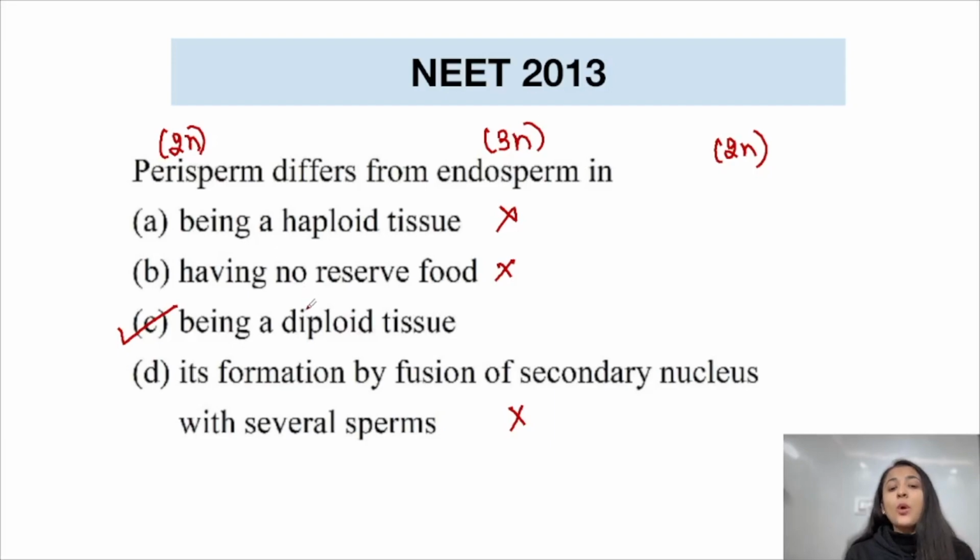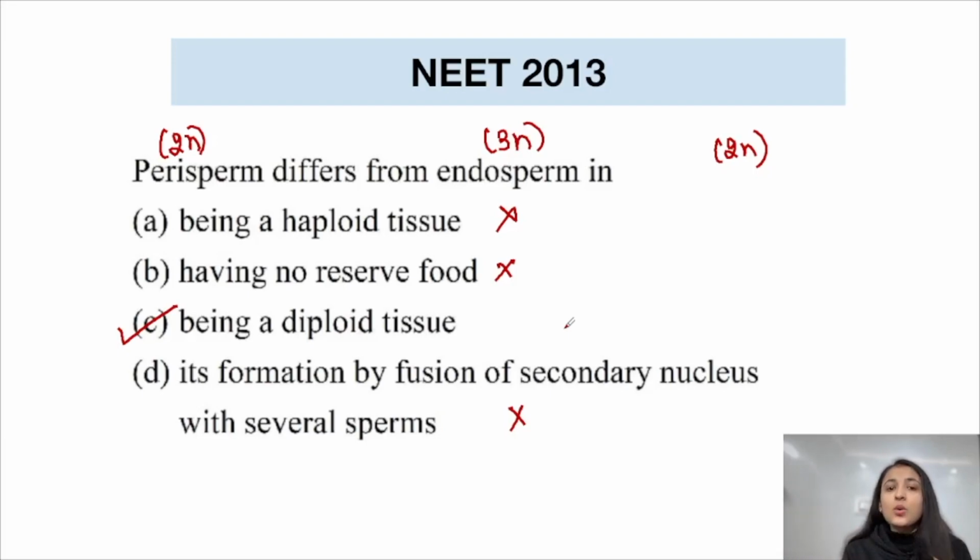Perisperm is not formed because of the fusion of secondary nucleus with several sperms. It is formed from the nucellar tissue, and the endosperm also is not formed by the fusion of secondary nucleus with several sperms. It is formed from the fusion of the secondary nucleus with a single male gamete, not several male gametes. The secondary nucleus fuses with a single male gamete in order to form a triploid endosperm nucleus, which gives rise to the endosperm.